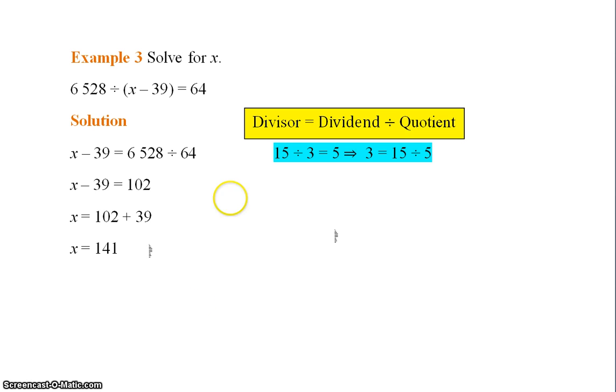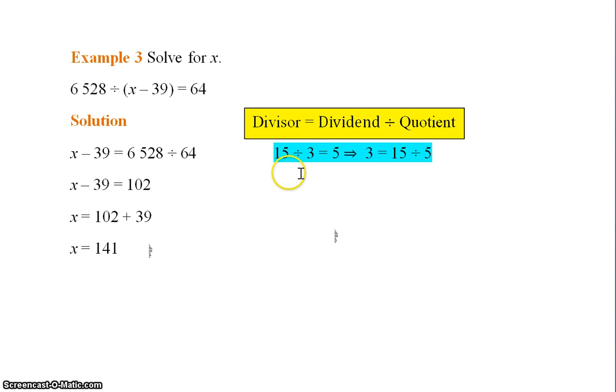Example 3. Solve for x. 6528 divided by (x - 39) equals 64. To solve this equation, we apply the rule: divisor equals dividend divided by quotient.